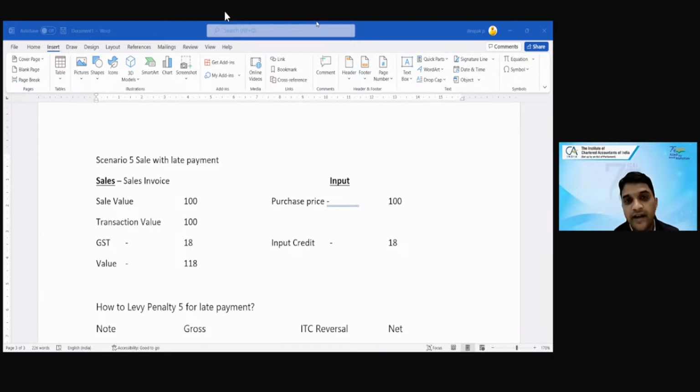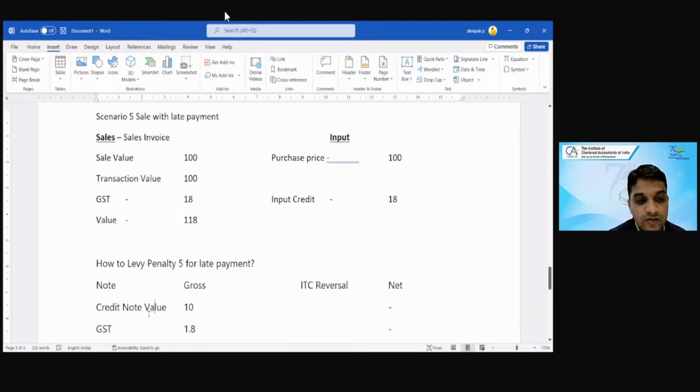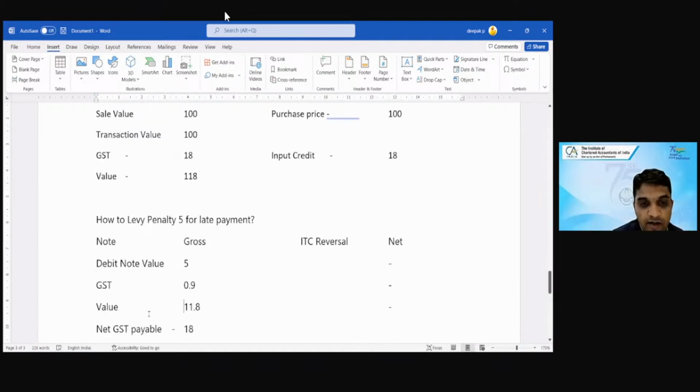Issue a debit note. Correct. So we understood a credit note is for giving discounts or any reduction in value. For an increase in value, we will issue a debit note. Debit note value will be 5 rupees. GST on that will be 90 paisa. Value will be 5.9. Net GST payable, of course, will be 18.9.